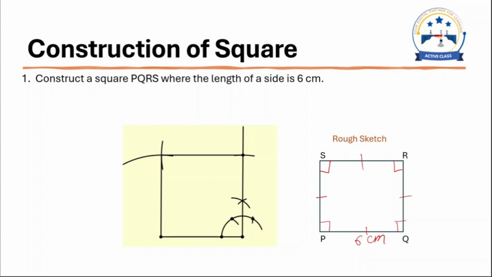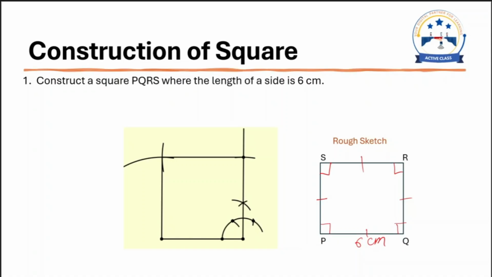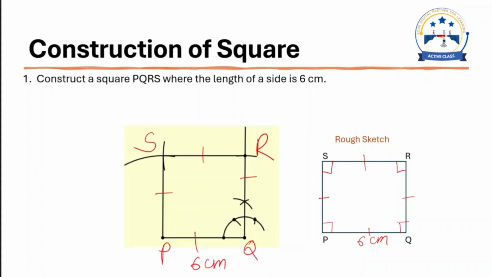Children, this is our final square. The rough sketch is on the right side, which is not compulsory, and the final square is on the left side. Once the square is constructed, we have to label it. So this is point P, this is point Q, this is point R, and S. We know all sides are equal, and we know the length of each side is 6 cm. This completes the construction of a square when length of a side is given.